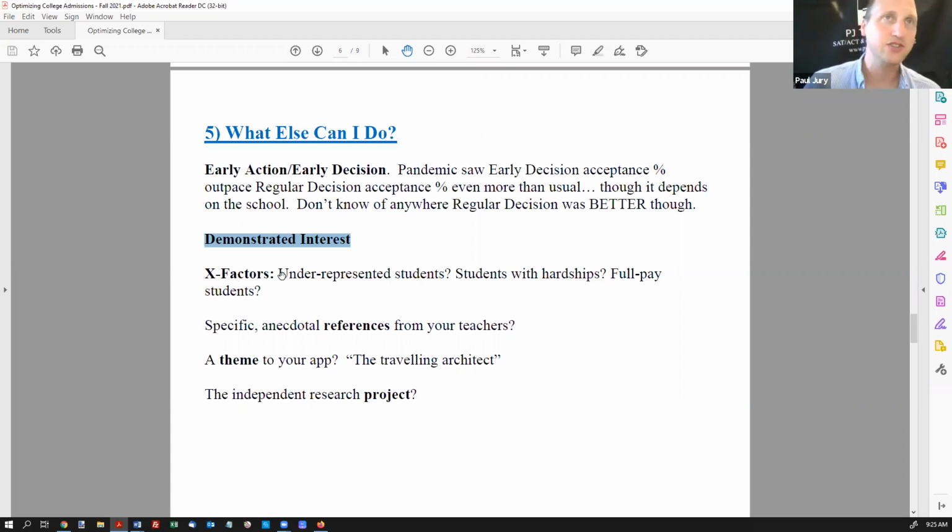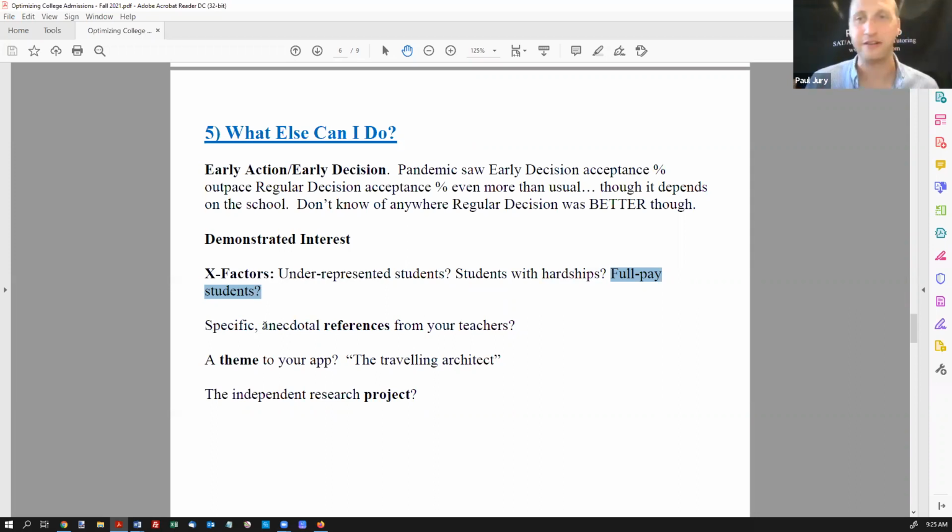There are X factors that are involved. This is not true of every school, but if you're an underrepresented group, schools don't mind that. Sometimes students with hardships, again, not that your cat died, but that you had to move cities or something because you lost a parent or whatever, sometimes that stuff can help. But of course, it's not just about the pity. On the opposite end of the spectrum, sometimes schools like full pay students who have money and can pay. I don't know. You never know what the secret motivations are.